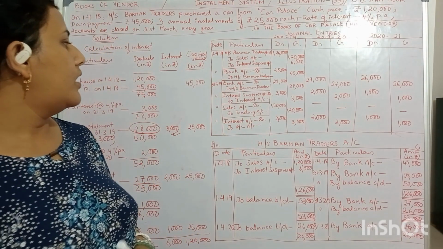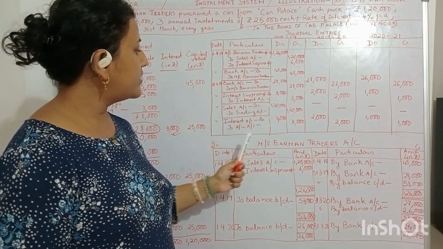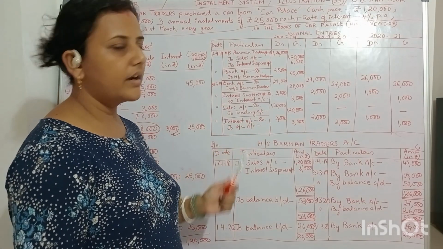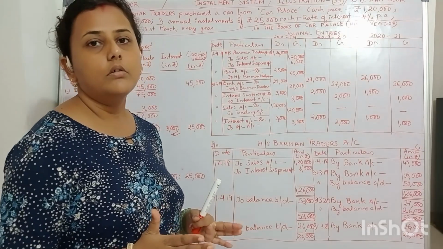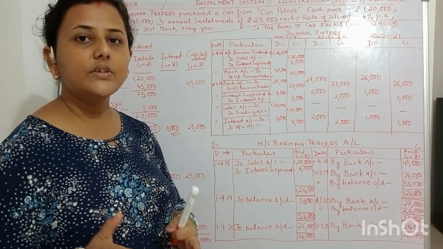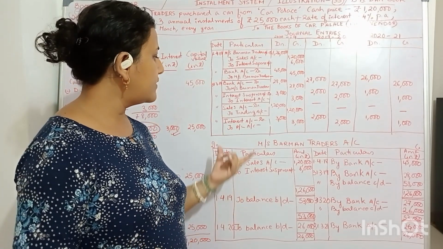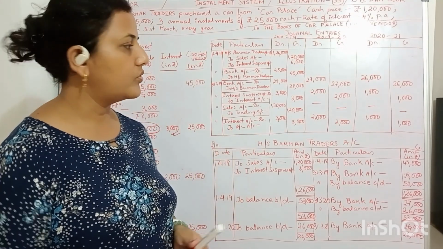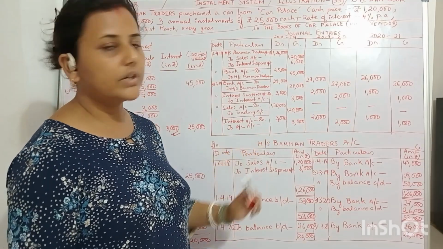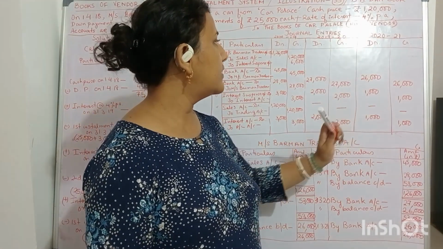Then you see, the amount of interest will be transferred to PL account. Whatever is the earning, the revenue of the business, will be written on the credit side of the PL account. Yes or no? So it is interest account debited to PL account. So 3,000, 3,000.